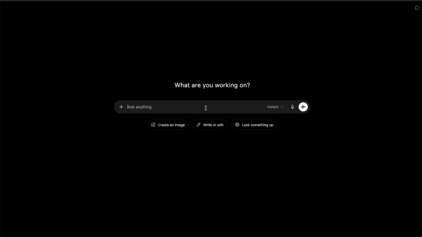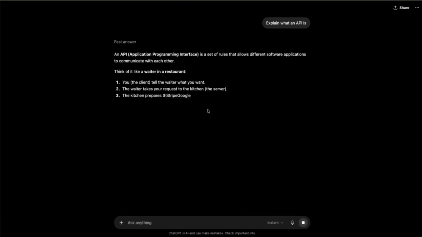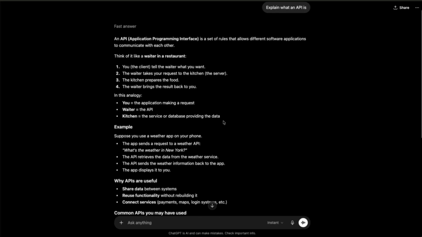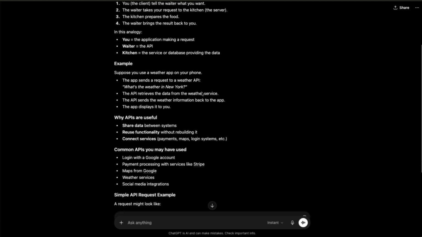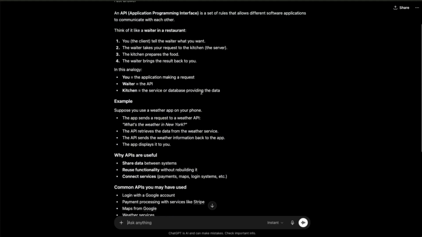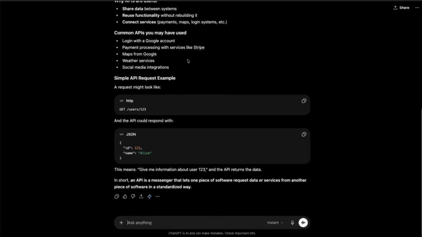So let's just say we don't know what APIs are, even though I covered them in the last video. Let's just say I don't know what they are, and it explains what an API is. As you can see, it gives a fast answer. It gives this technical answer over here, and it gives a little analogy. It's a kitchen analogy. It's a pretty common analogy that the model gives for an API.